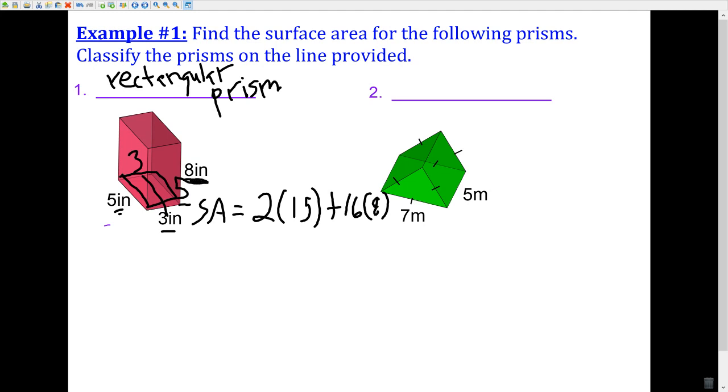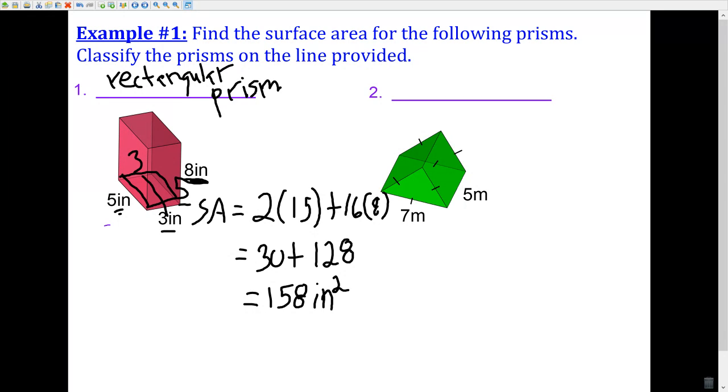All right, we're going to punch all that into our calculator. You get 30 over here. You get 128 over here. And now you have 158. This is going to be inches squared. Like I said, we're not finding the volume. We're finding the area of everything on the outside of the rectangle, or sorry, the prism. So that's why it would be inches squared, because it's the area.